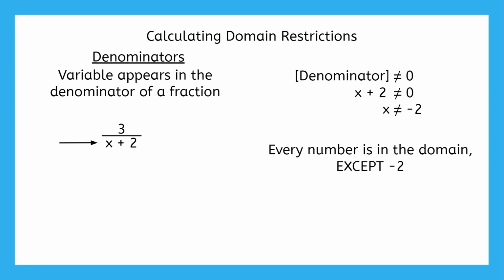But why? What's so bad about plugging in -2? Let's try it. We input -2. -2 plus 2 is 0, and 3 divided by 0 is... Oh. So that's why we can't input -2. Division by 0 is impossible. This is what domain restrictions do. They keep us from using an input that results in an impossible output. As long as we don't input -2, we'll never have an issue with this function.